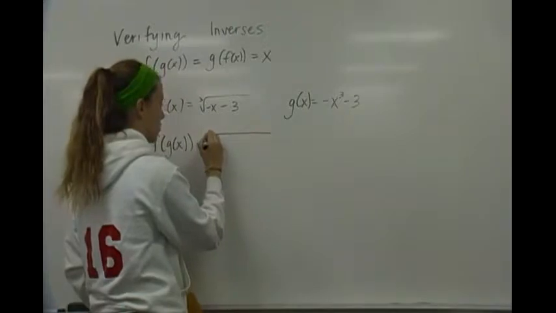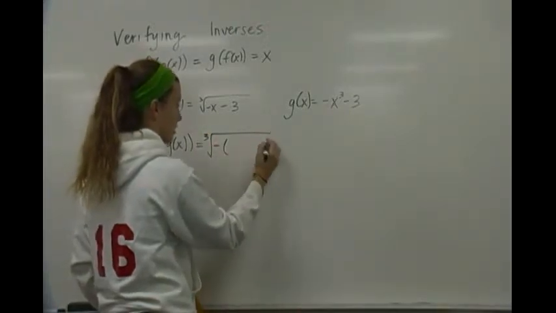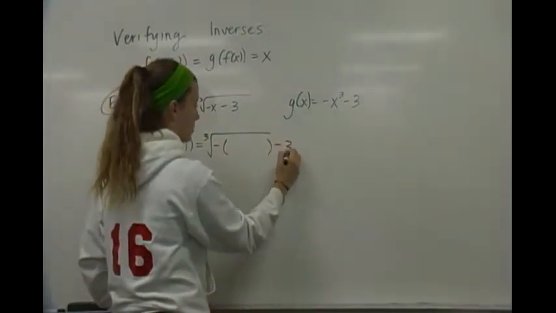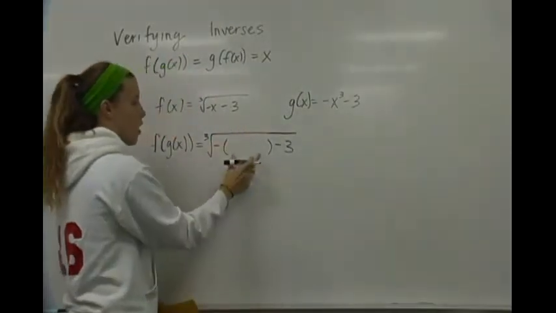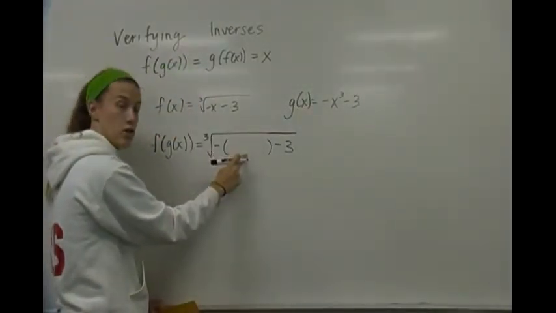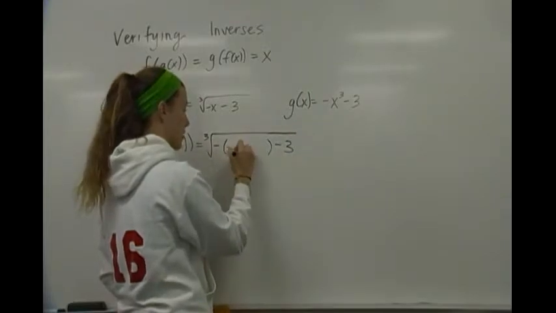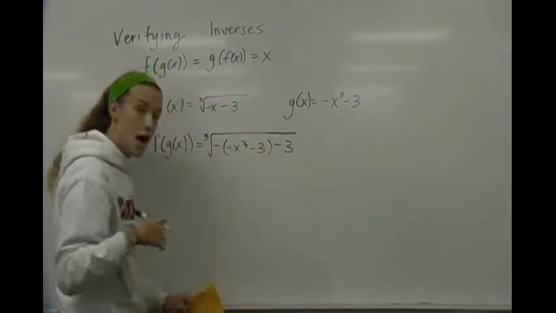So I start with the cube root of minus x, throw some parentheses up here, minus 3, and this will also be under the cube root. Instead of x here, I'm going to write g. My g function is negative x cubed minus 3. And now I need to simplify.